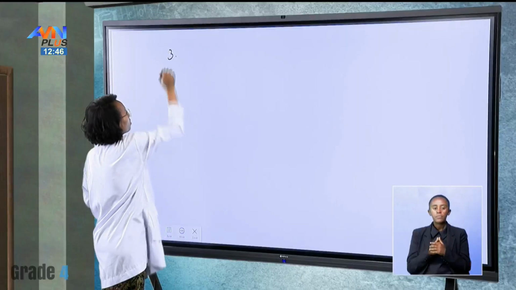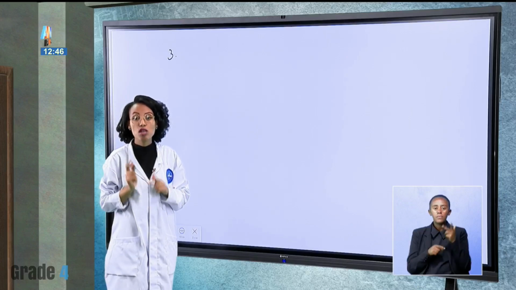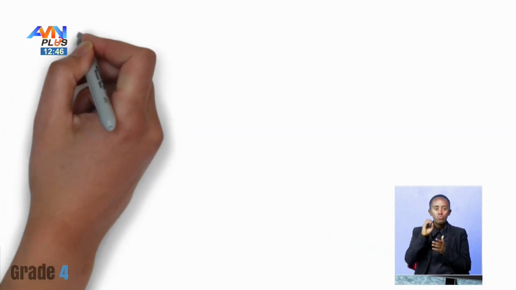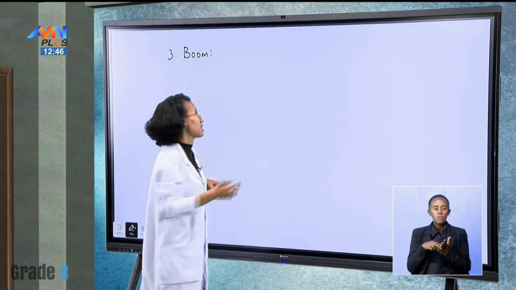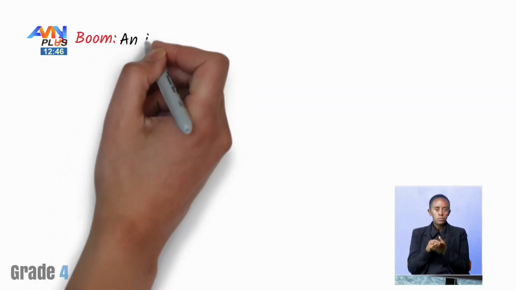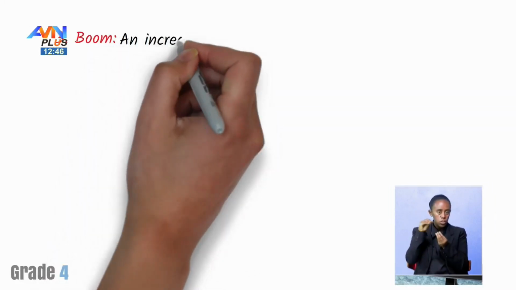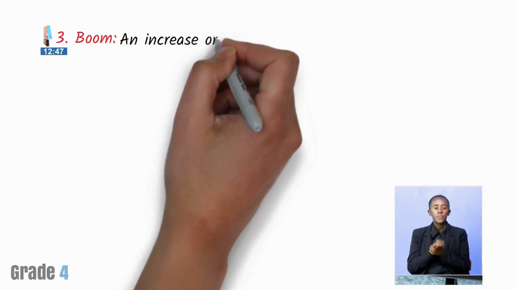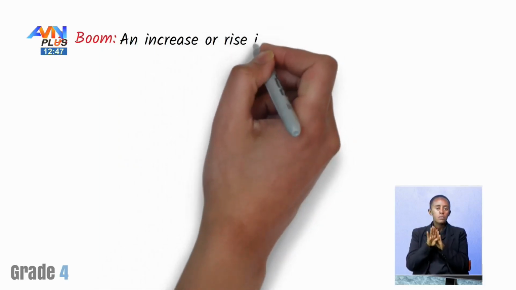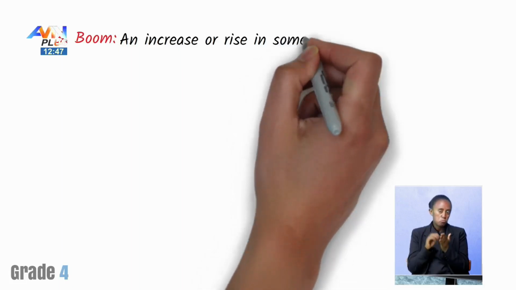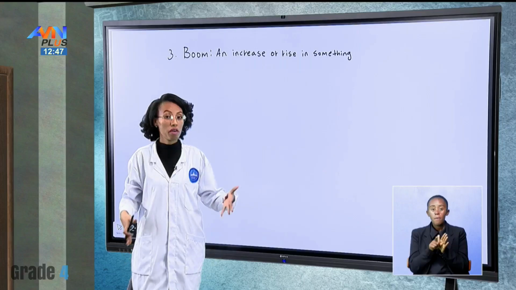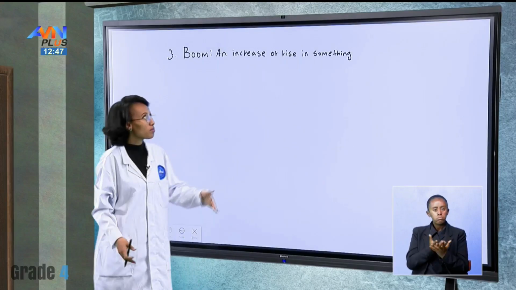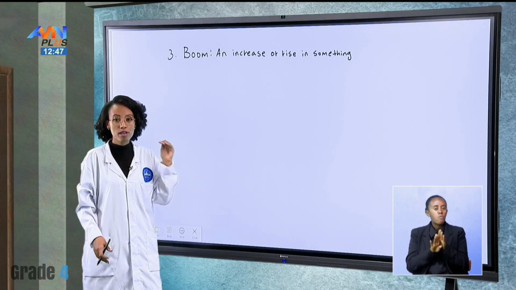What about the third word that we are going to talk about today? It is boom. Boom talks about a rise or an increase in something. It could be, for example, a boom of the economy. It could be anything, but it means a rise of something.